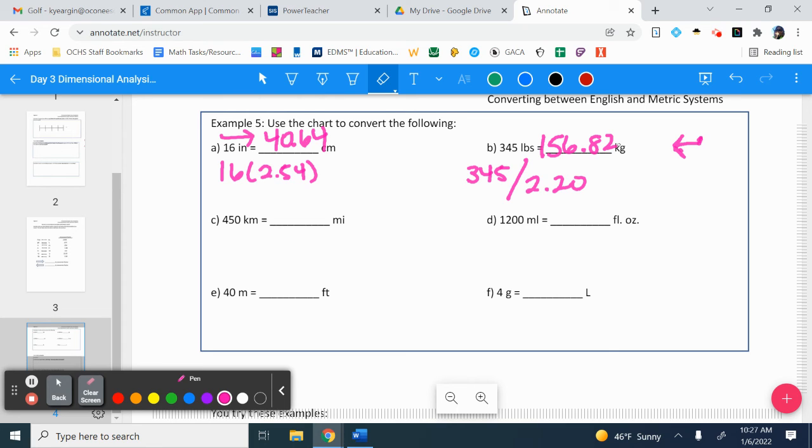If we look at part C here, I'm at kilometers, and I'm trying to turn those into miles. Kilometers is on the right side of my chart, and I'm moving to miles, which means I am converting going to the left, or I'm dividing. So I take 450 and divide by the number that's provided there, 1.61, where I get 279.50.